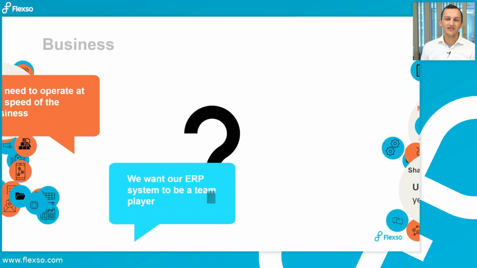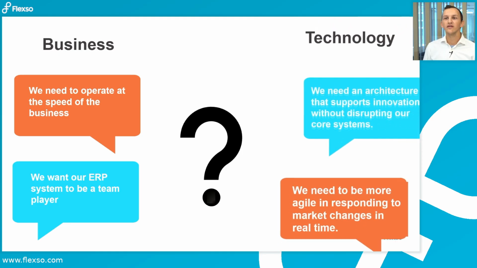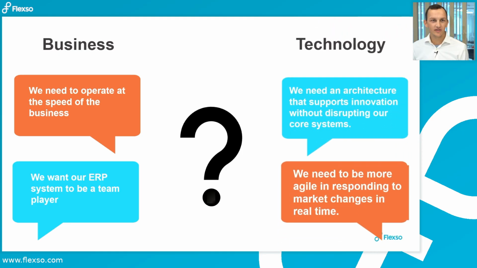Now this, of course, raises questions. Questions from the business. How can we operate at the speed of our business? How can our ERP system become a team player? And from the technology stack as well. How can we create an architecture that supports innovation without actually disrupting our core systems? How can we be more agile in responding to all of these market changes?